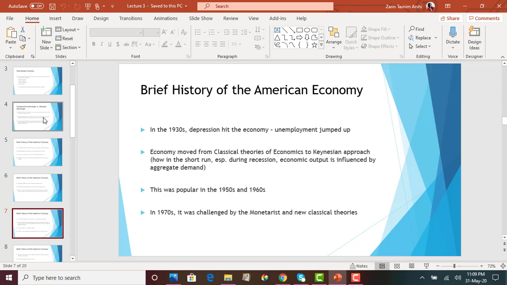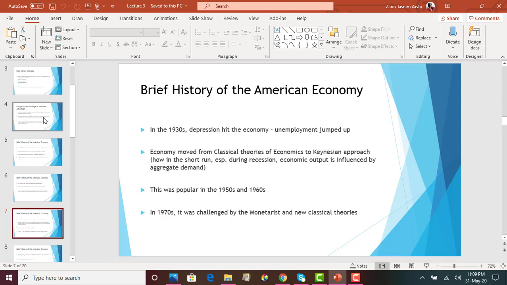Then in the 1930s, a depression, the Great Depression, happened in the economy. Unemployment jumped up very high. Most of the people were losing their jobs. There was no demand in the market. And that's when we shifted from a classical model to a Keynesian model. And we're going to learn about these models later in the chapter. Or if you took a macro class, you probably already know about classical theory and Keynesian theory.